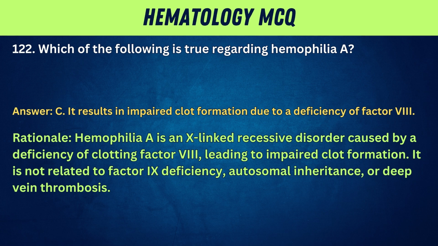Rationale: hemophilia A is an X-linked recessive disorder caused by a deficiency of clotting factor VIII, leading to impaired clot formation. It is not related to factor IX deficiency, autosomal inheritance, or deep vein thrombosis.